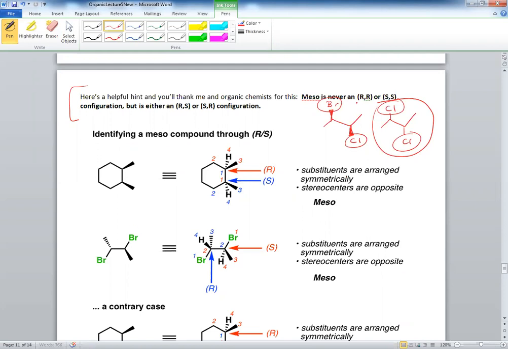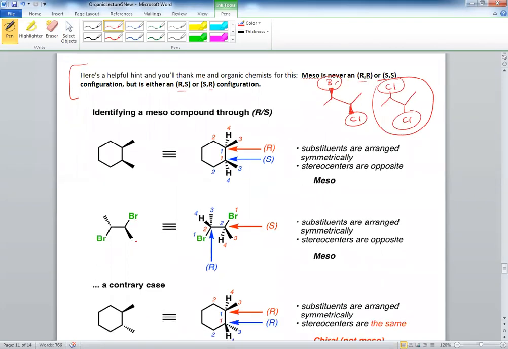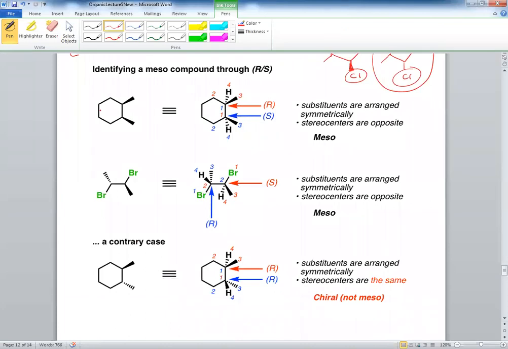So meso is never an RR or an SS. However, it's either an RS or an SR. And both are going to be the same. So let's look here. Is there a plane of symmetry? Yes, there is. It's right there in the middle. Two equal sides. And if you do the configuration, which is done for you here, you'll get R and S. So the stereocenters are opposite, and they're arranged symmetrically. So this is going to be an RS, therefore it's a meso compound.